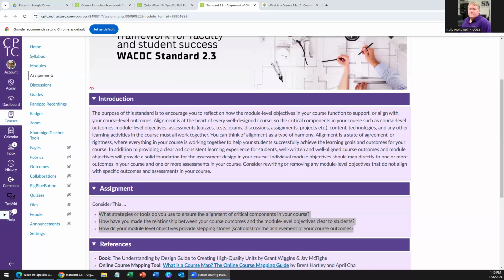Right. I believe it was Pathways, Guided Pathways, is what Don typed in.